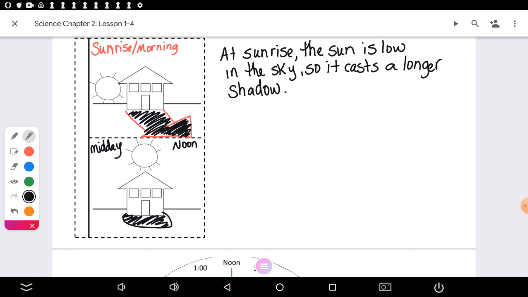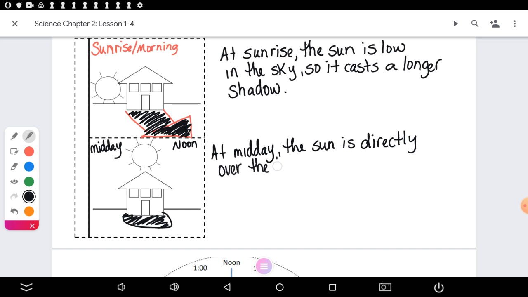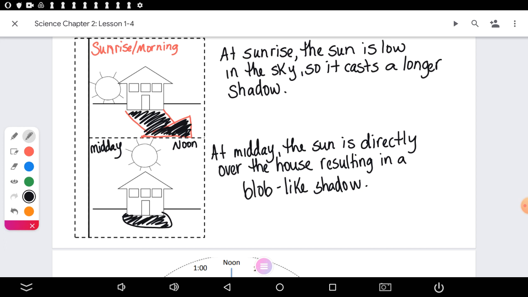And then on the inside, we're just going to write at midday, the sun is directly over the house. We're just going to write resulting in a blob-like shadow. Does that make sense? House resulting in a blob-like shadow. Because the sun's directly overhead.